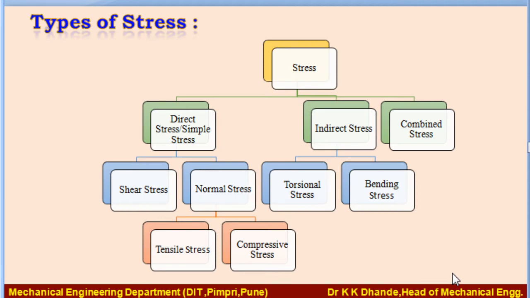Now, types of stresses. Stresses are basically classified into three categories: direct stress, or you may say simple stress, indirect stress, and third is combined stress. In 6th unit we will study about the combined stress. Now again, direct stress are classified into two categories: shear stress and normal stress. And normal stress again categorized into tensile stress and compressive stress. Whereas indirect stress are classified into torsional stress and bending stress.